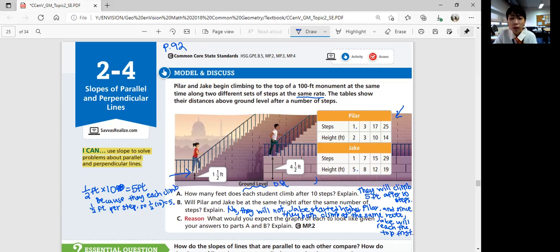Part C, what would you expect the graphs of each to look like given your answers to parts A and B? So if you plot those points, it's going to show the pattern. What would you expect to see, the pattern on the graph?